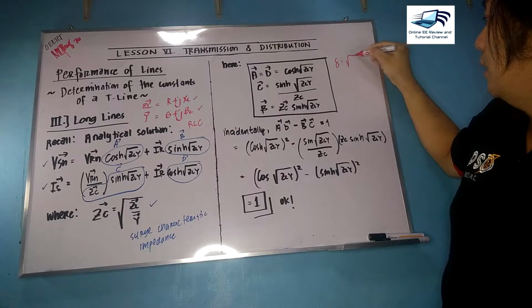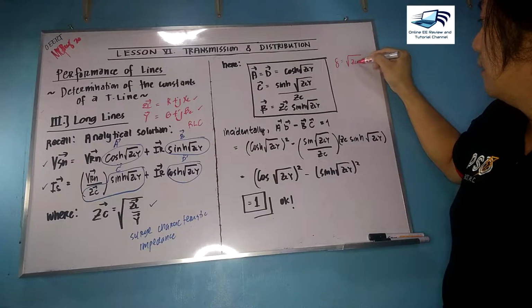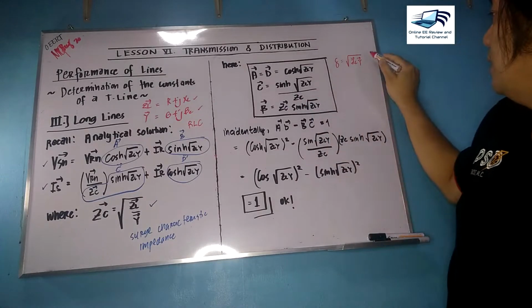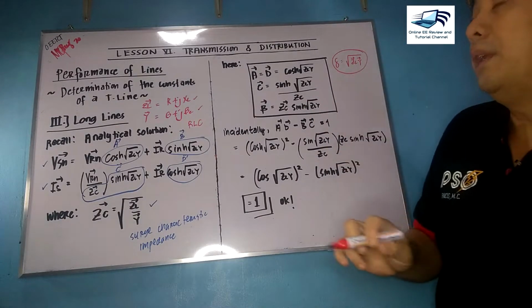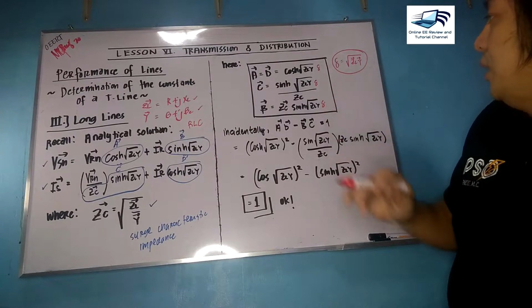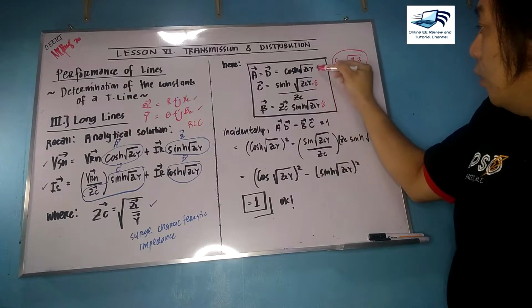If you can still recall your alpha, so you have your propagation constant, right? So this is based from the long line. So we can actually change that square root of ZL Y to alpha.